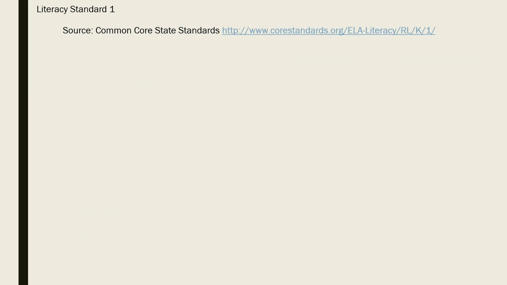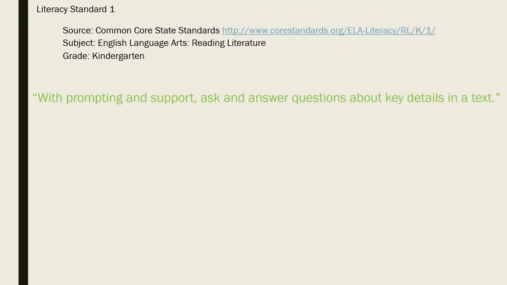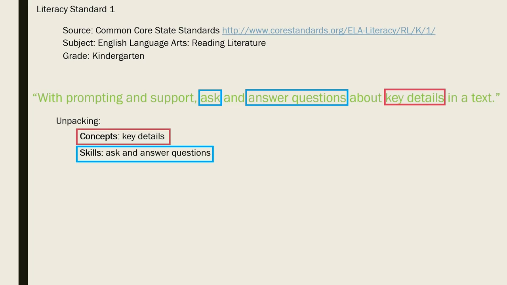For Literacy Standard 1, it's from the Common Core Standards. This subject is English Language Arts and Reading Literature, and it's for kindergartners. The standard reads, with prompting and support, ask and answer questions about key details in a text. To unpack this, first I'll look at concepts, which is key details in red, skills, which is ask and answer questions in blue, and context, which is in orange, and it is in a text.